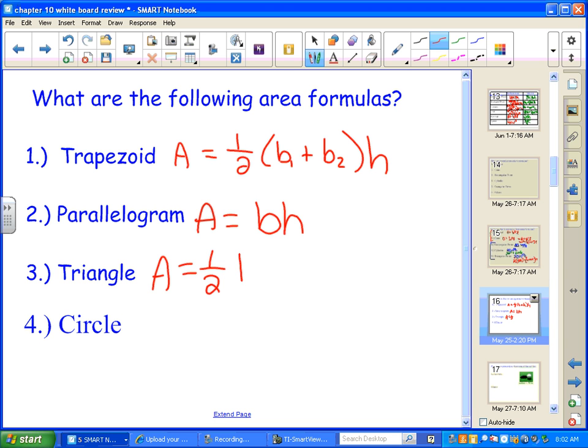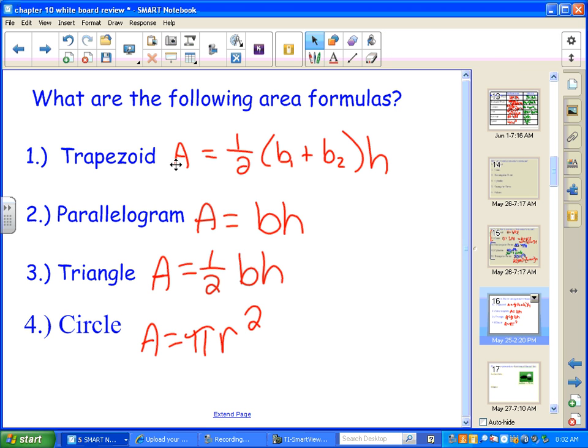Good, 1/2 base times height. Donatus, much easier than calculating a huge poster of surface area, huh? Okay, Jeremy, how do you find area of a circle? Okay, good. So there's our regular area formulas. Seems kind of weird going back to that, huh, Charles?